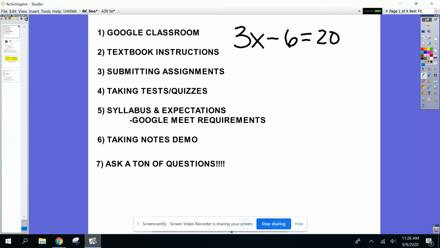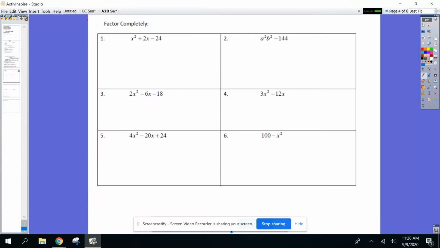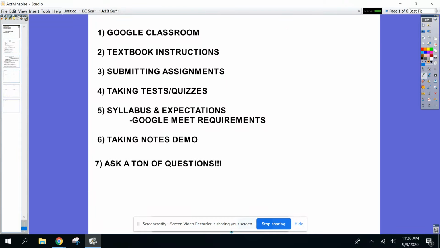Okay, so there's Google Classroom. Textbook instructions, I already went over. Submitting assignments. Okay, here we go. News to everyone, and probably this will make you happy on the first day: I don't check homework. I will assign it, but I'm not going to check it. I know some of you are like, yeah, let's go. I won't be doing any homework assignments.